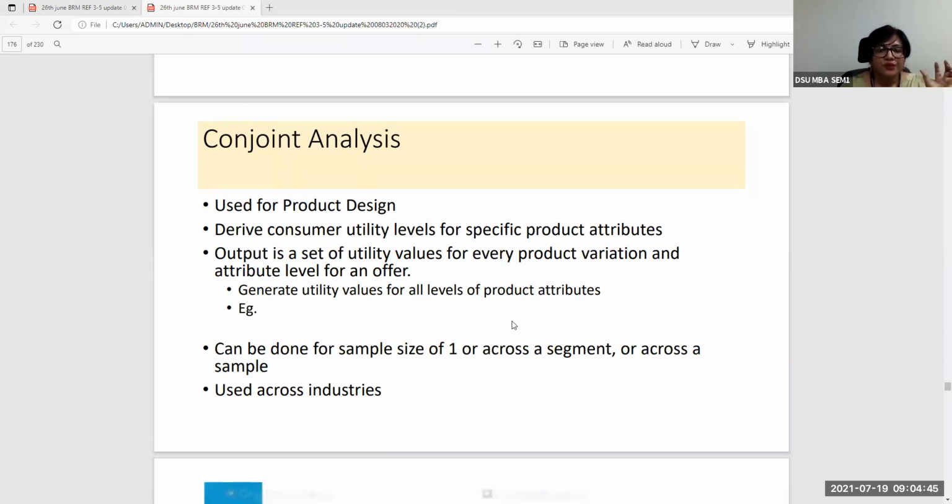All right, so these are basically formulated using one of the analytical methods, which is conjoint analysis. Conjoint analysis is basically an output, which is a set of utility values. You will see some examples that I'll be quickly showing, for every kind of product variation or combination of product attributes or characteristics, and the attribute level for that kind of offer.